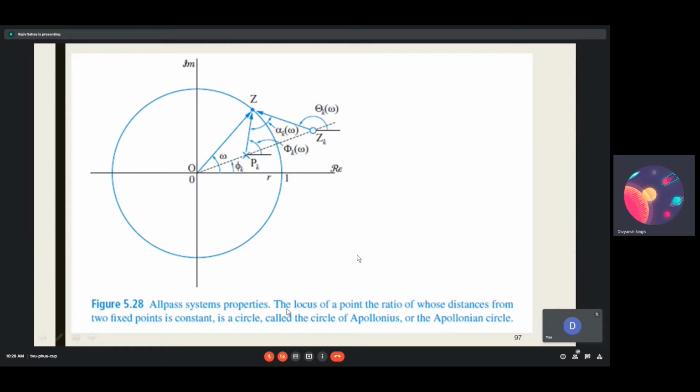What I want to say is that the unit circle is called the Apollonius circle. Why is it called like that? The unit circle is the locus of a point, the ratio of whose distances from two fixed points is constant. So if you see here, Z is a point on the unit circle, and Z has a constant ratio of distances from two different points. We'll see what that is.